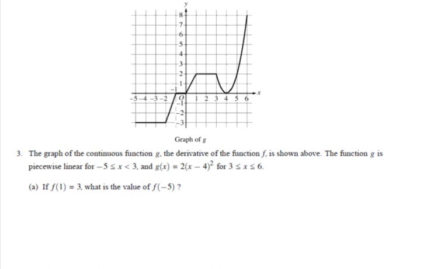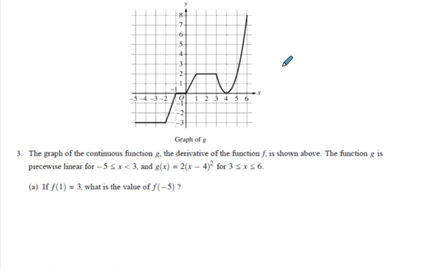Okay, for question number 3, this is a non-calculator question. We're given the graph of the continuous function g, the derivative of function f, shown above. Function g is piecewise linear from -5 to 3, and g of x is 2 times (x - 4) squared between 3 and 6. So first we want to figure out what this graph is exactly, right?